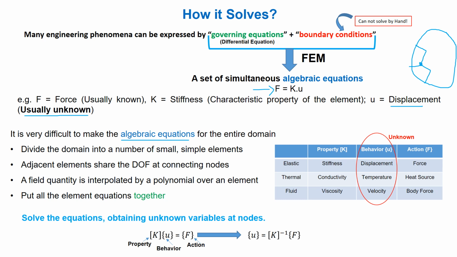Put all the element equations together. If we want to get the effect of the entire domain, we have to add all the equations and solve them. That means if K is the property, F is the action and U is the behavior. So if we apply some action on a material with a known property, we can find out the behavior.